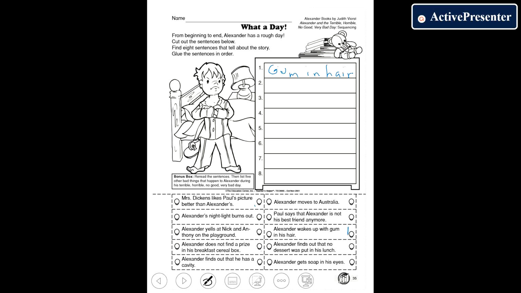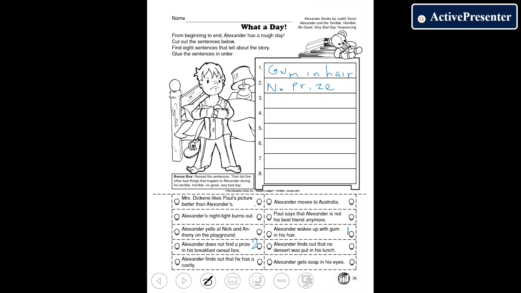If you said the second thing that happened was Alexander doesn't find a prize in his breakfast cereal box, you're right. Because the next thing that happens is it says, at breakfast, Anthony found a Corvette Stingray card kit in his breakfast cereal box, and Nick found a junior undercover agent code ring in his breakfast cereal box. But in my breakfast cereal box, all I found was breakfast cereal. So right on number 2, we're going to write no prize. So remember that's number 2.